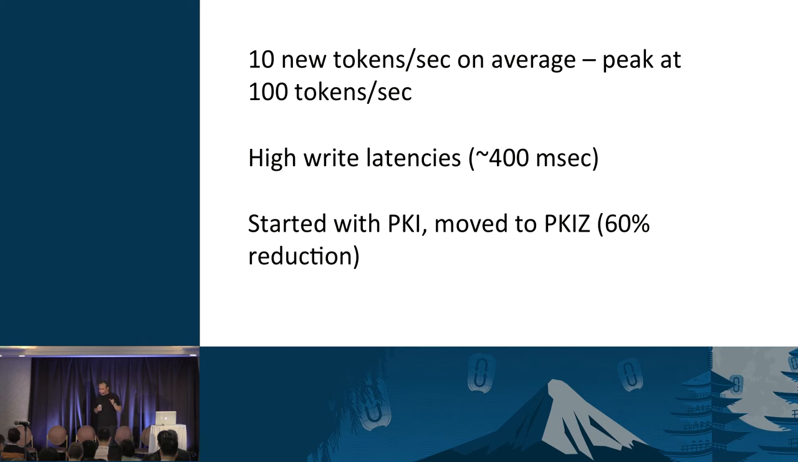We started with PKI, which was a very naive choice, because we were upgrading from Folsom and we didn't change the configuration to use PKIZ. And then we realized, oh crap, these tokens are getting longer and longer. And we had use cases using Swift, and they're exchanging tokens. If you're exchanging a 1K object, you have a ton of metadata with the request because of the token size. So we switched to PKIZ, which was a very simple, straightforward config change, which dropped the token size by 60%, which was awesome.